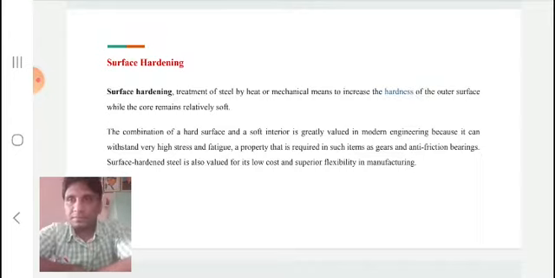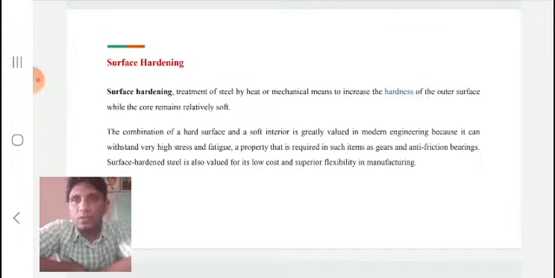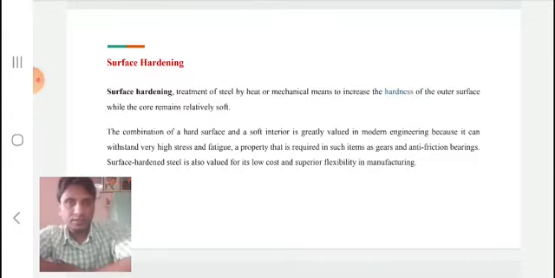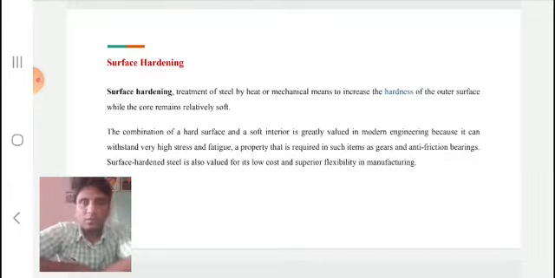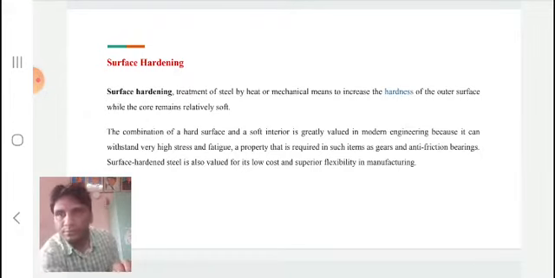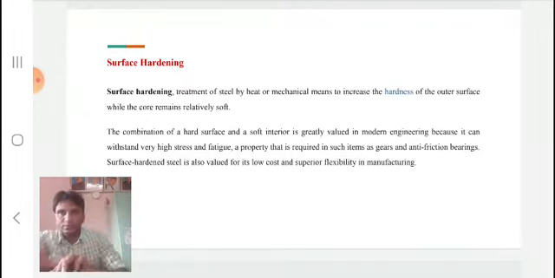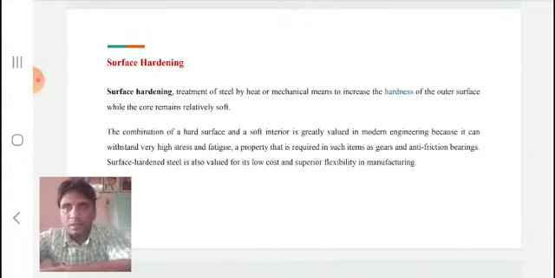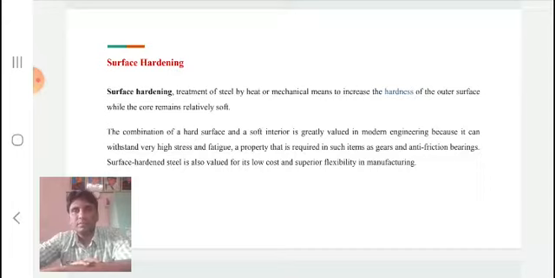So in the surface hardening heat treatment process, only the outer surface to some thickness, maybe up to 0.5 mm or up to 1 mm, gets hardened and the remaining portion remains as it is.